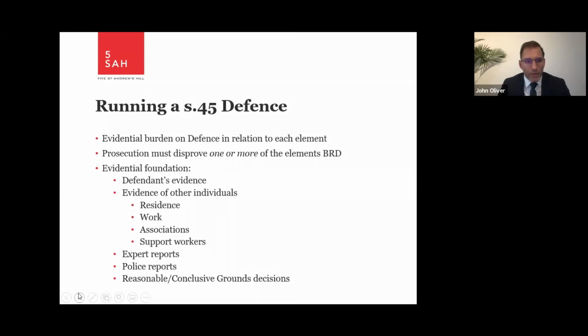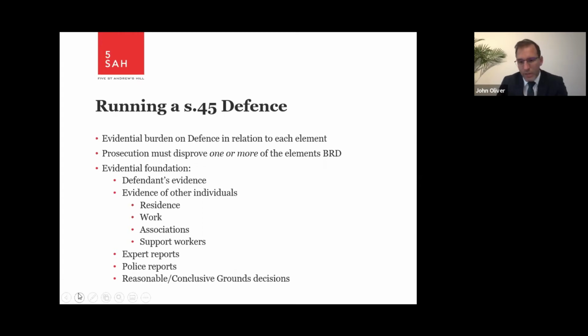How do you satisfy the evidential burden? In the same way that you would in any other case where you have the burden to establish a defence on the evidence by the defendant's own evidence, from other individuals, whether family members or associates, information about where they live, where they've worked, if they work, associations, just really broadly, people that they associate with, and also support workers, so social services, youth offending service, you may be able to gather information from them. And I know Chris again will touch on some of this. You may also want to commission expert reports, police reports, by which I mean anything from previous encounters with the police, or even from the Chris report itself.